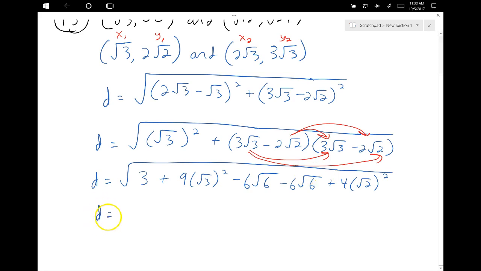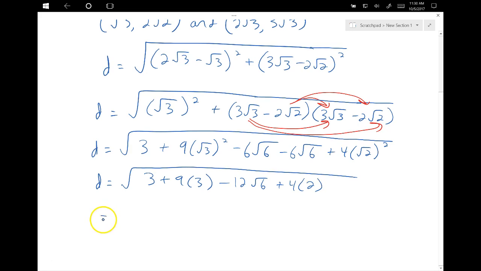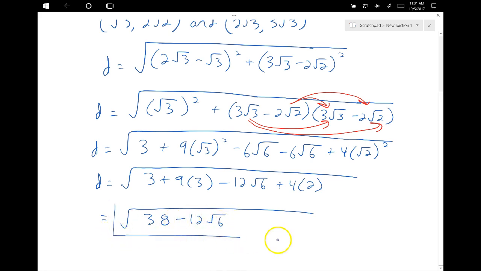Now let's simplify it a little bit. Root 3 squared is just 3, so this is 3 plus 9 times 3. This would be minus 12 root 6. This would be 4 times 2, because root 2 squared is 2. So this is going to be 38 altogether, minus 12 root 6. And so although the answer looks a little strange, that's okay.